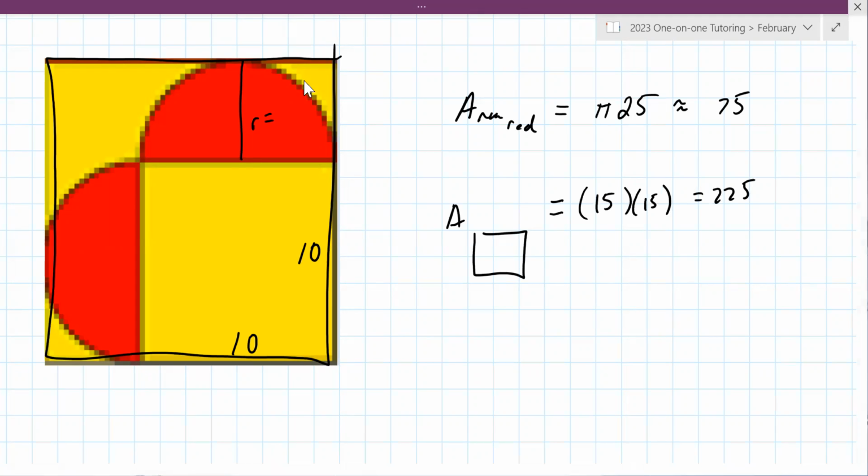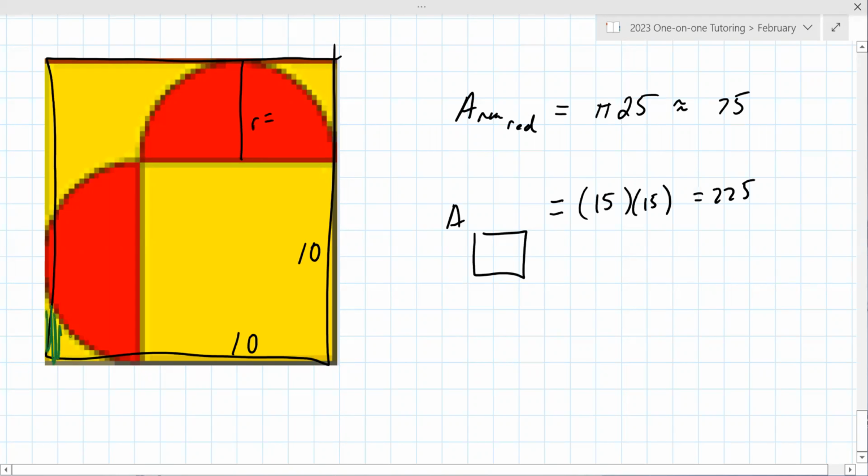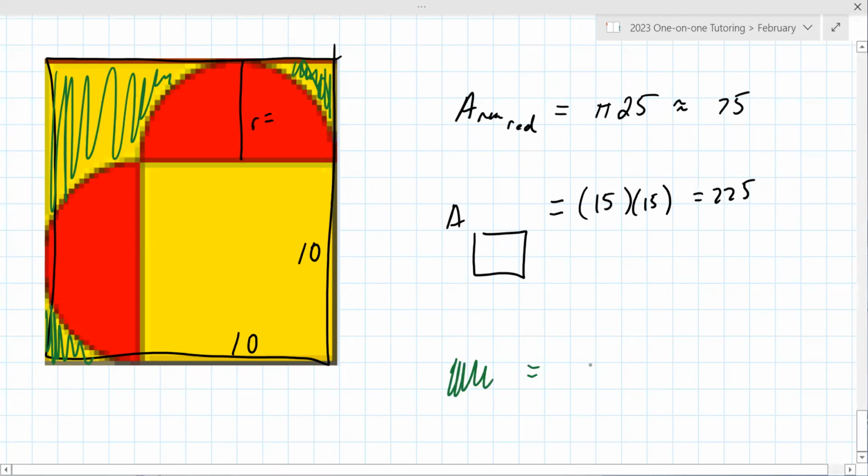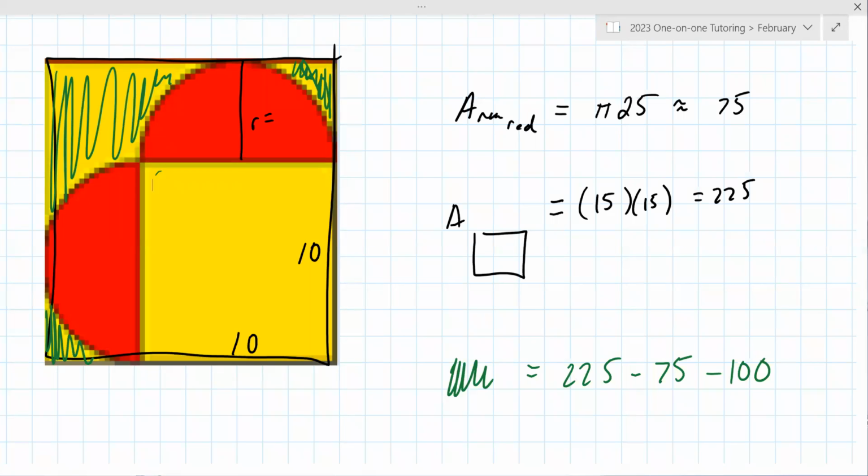So now last thought here, we're running out of time. Let's say I wanted you to find the area of just this bluish green. You would take 225, subtract the 75, and then subtract 100 because you also need to eliminate this box here. Do you see that? Yeah. We end up with 50 squared.